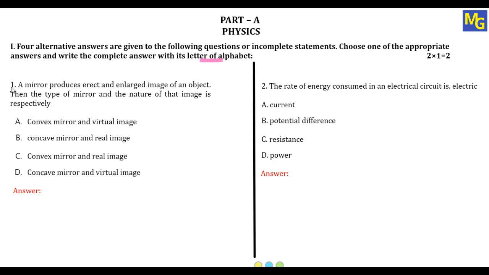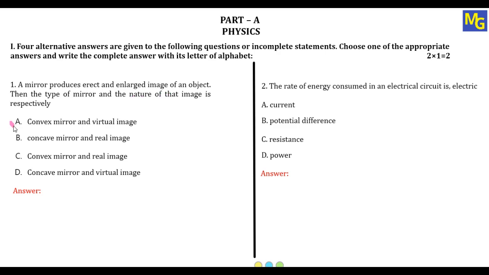Here we have two multiple choice questions. First we will read: a mirror produces erect and enlarged image of an object. Then the type of mirror and the nature of that image is, respectively. So what they've asked is, there is one mirror which is producing an erect and enlarged image of the object. Then we have to identify the type of mirror and the nature of that image.